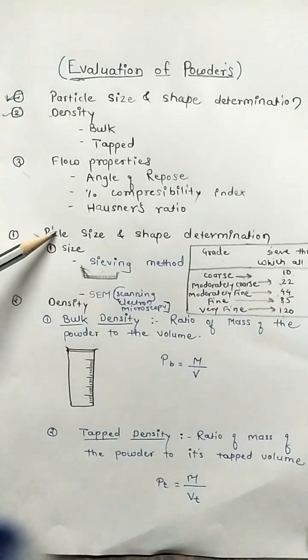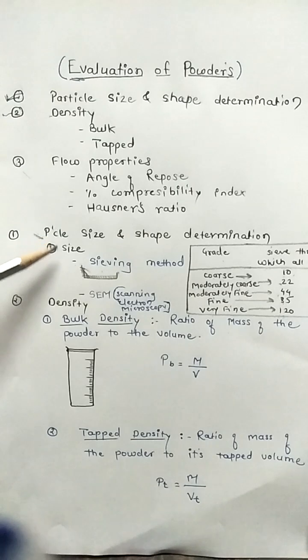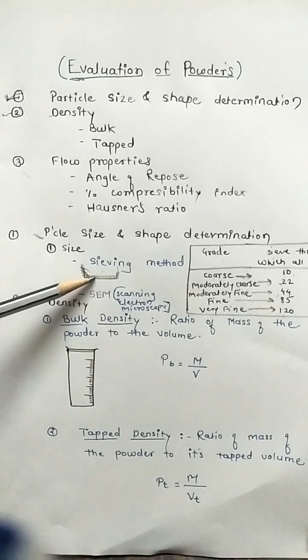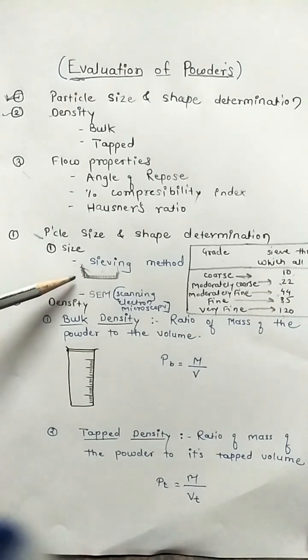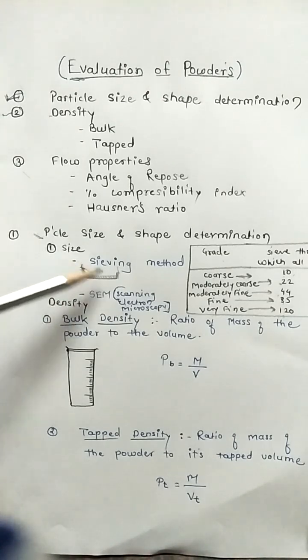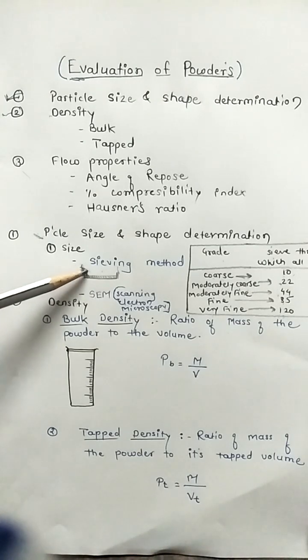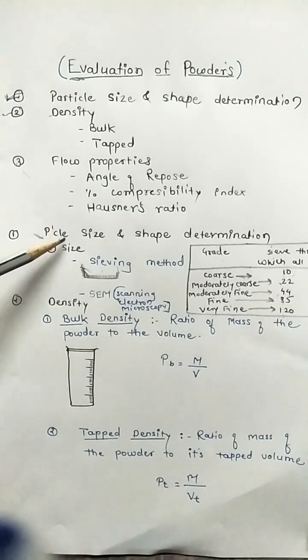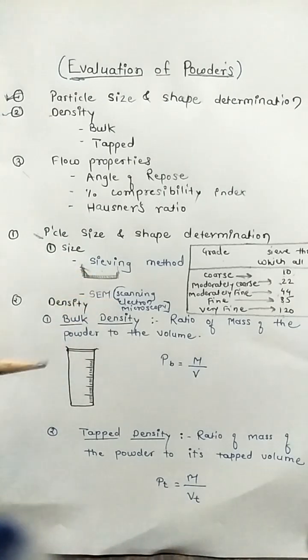How can the particle size and shape of formulated powders be determined? By different methods we can determine the particle size and shape of powders. For particle size determination, the mostly used method is the sieving method. In the sieving method we take a different number of sieves, like 10, 22, 44, 85, 120. These are the different sieve numbers, and we pass the powder through them. The material which passes from a particular sieve has that sieve's size, so by using different sieves we can find out the particle size.